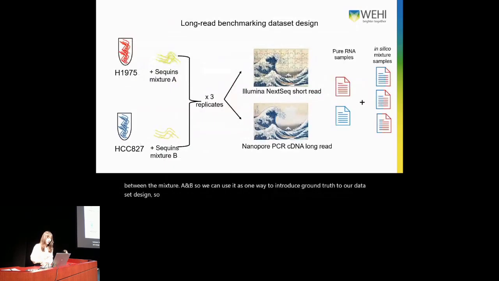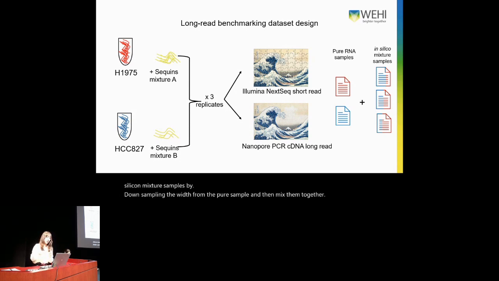In our dataset, we chose two human lung adenocarcinoma cell lines, and we added the Sequin mixtures A and B into each of the cell lines. For each group, we have three technical replicates. For the sequencing, we used both Illumina short-read sequencing and nanopore long-read sequencing. After getting the pure cell line and Sequin samples, we further created in silico mixture samples by downsampling the reads from the pure samples and mixing them together.